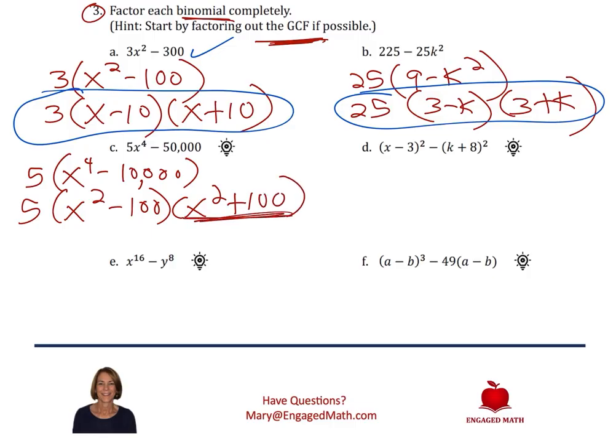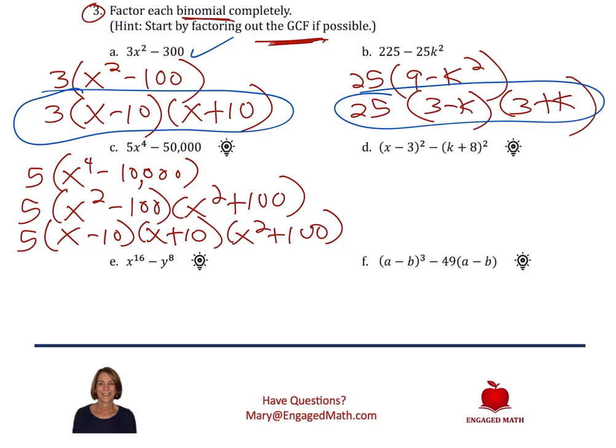This cannot factor again. That is prime. We can't do anything with it. But we can factor x squared minus 100 to x minus 10 and x plus 10. And then we just rewrite the x squared plus 100. And what I'm circling in blue is our final answer. Done.